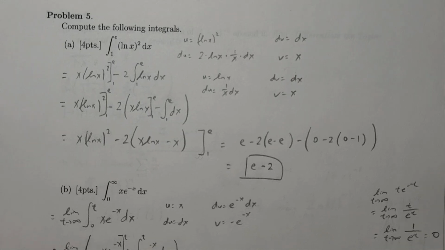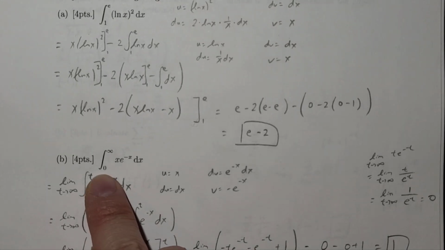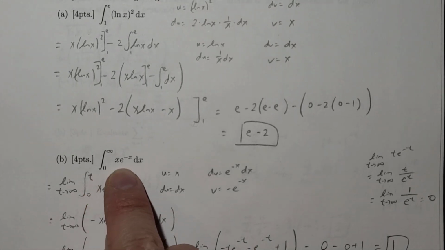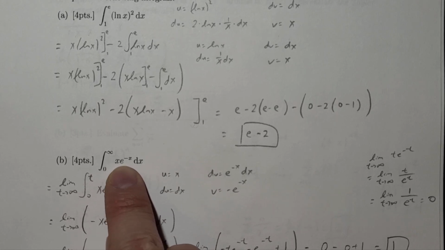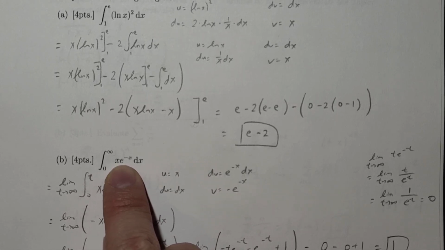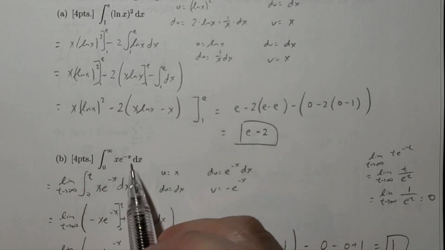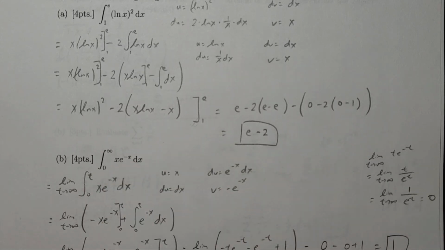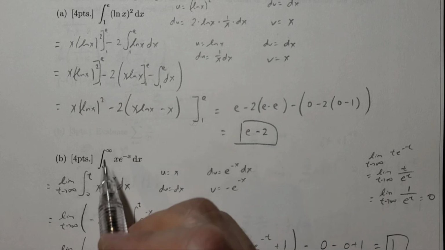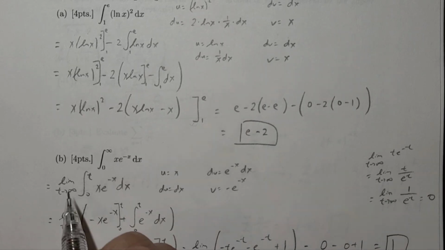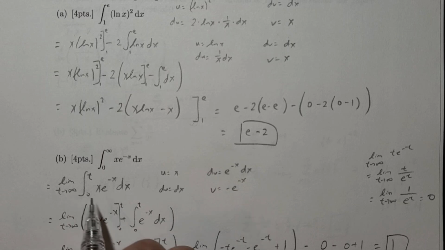Okay, next one, improper integral from 0 to infinity, x e to the minus x dx. This is a clear integration by parts for sure. So hopefully, from experience, you can tell that right away. Now, I don't know how picky your teacher will be, but the proper way technically to do this is we need to change this infinite limit to a limit. So you write it like this first.